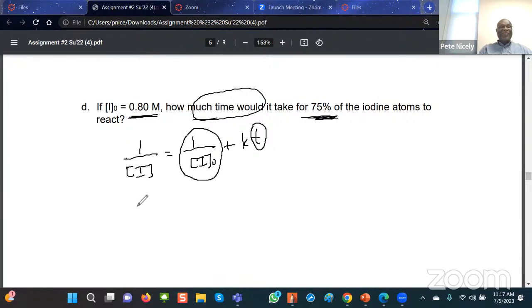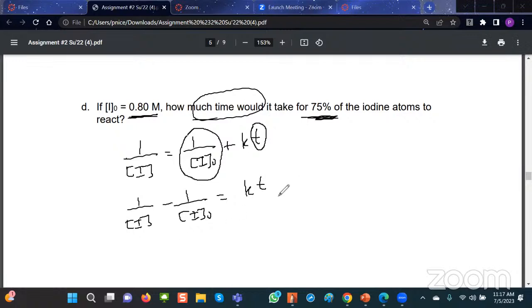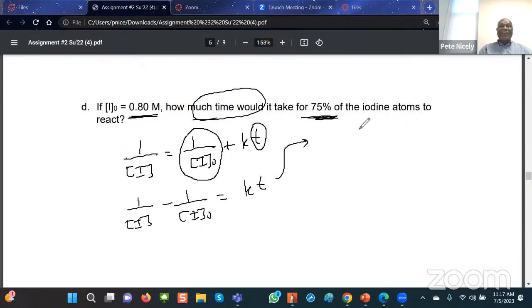If I do that, I'm going to end up with 1 over concentration of I minus 1 over the initial concentration of I, and that would be equal to KT, right? And then what? This is where the division comes in. So what do you divide both sides by? K. Exactly. So when you divide both sides by K, you're going to get 1 over K times 1 over the concentration of I minus 1 over the initial concentration of I, and that would be equal to T. So this is the equation you're going to use. All you have to do is plug the numbers in.